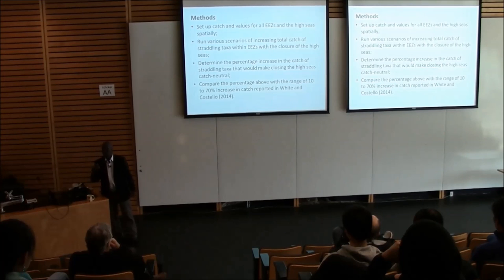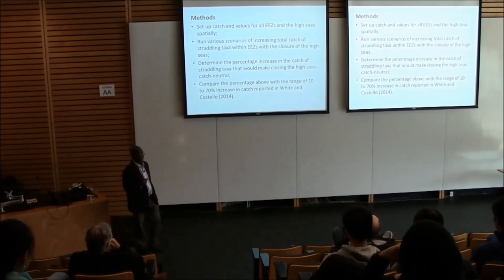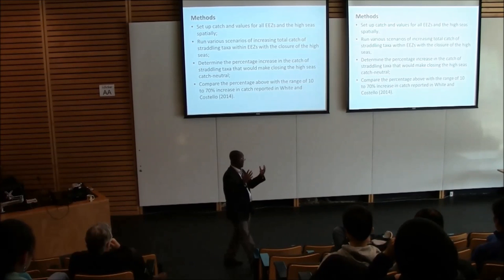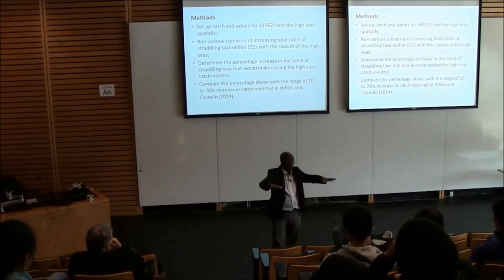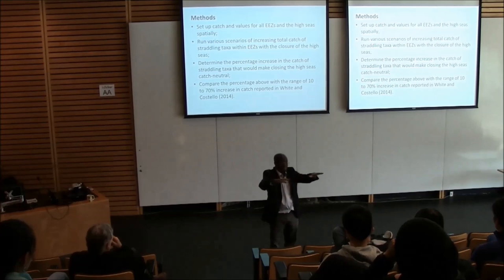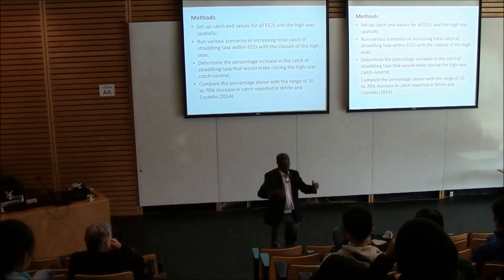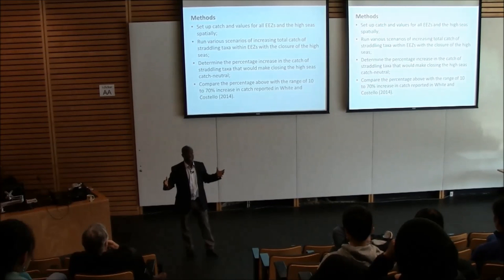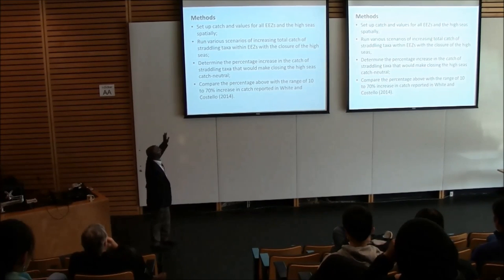And then the method, and this is where technically we can challenge it. This method is based upon spatialization, and this is the Sea Around Us data, spatializing the FAO data, putting them in half degree by half degree. Okay? And based on that, determine the percentage increase in the catch of straddling stock. This is the question I posed.